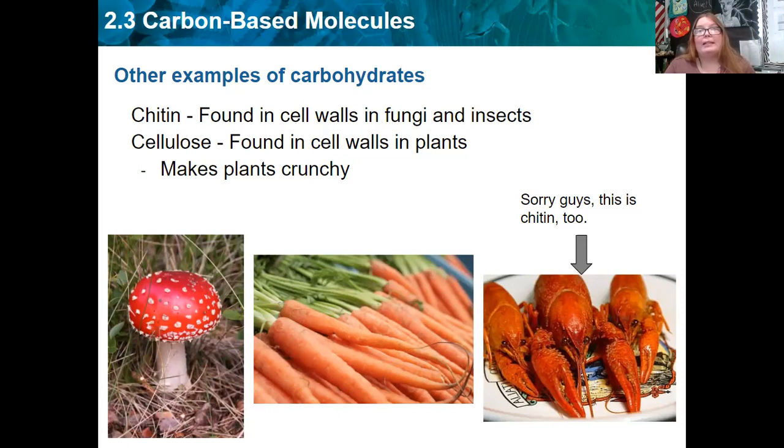Cellulose is what makes plants crunchy, is the basic way to think of that. So like what makes a tree hard to the touch, it's got a whole bunch of cellulose in it. And like carrots, that's why they have that crunch to them, is there's a lot of cellulose in their cell walls.